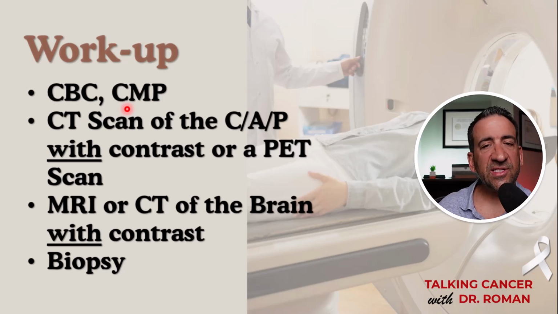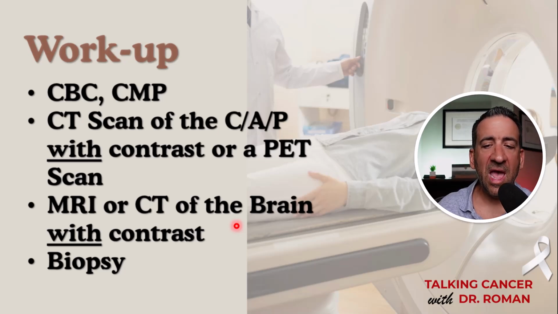Of course, we want to stage you. We want to know how advanced this cancer is. So we can do this either through a CT scan of the chest, abdomen, and pelvis, or a PET scan. And these scans really should be done with contrast. The CT scan should be done with contrast so you can really visualize areas like your liver, for example. Also, small cell lung cancer might travel to your brain. This is one of the more common sites that it can spread to.